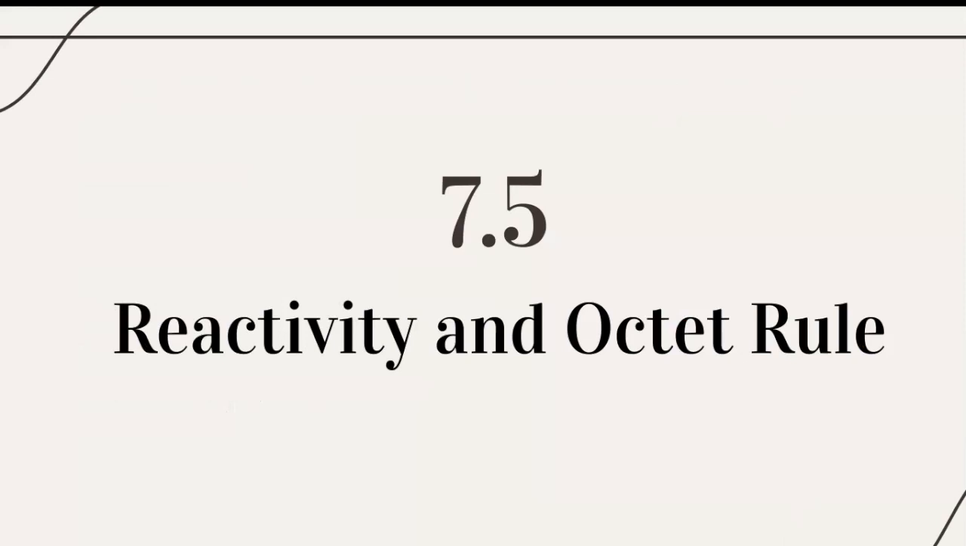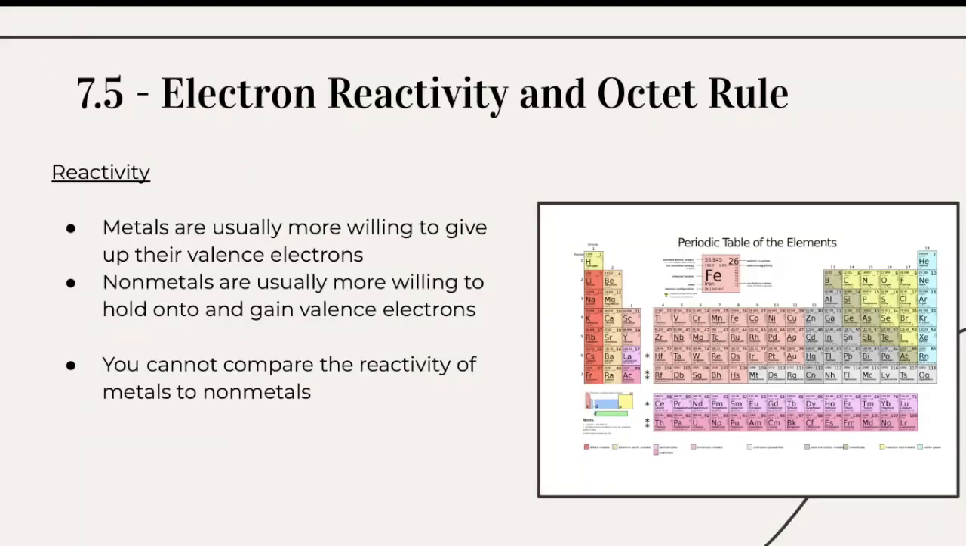Reactivity and octet rule. So as we've started to see, metals will usually form cations and lose their valence electrons, while nonmetals will usually form anions and gain electrons. Reactivity is dependent on how willing an atom will gain or lose an electron. And just as you can't compare apples and oranges, you cannot compare the reactivity of metals to nonmetals.